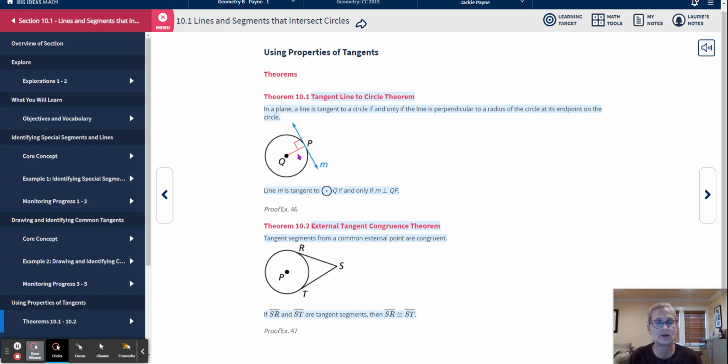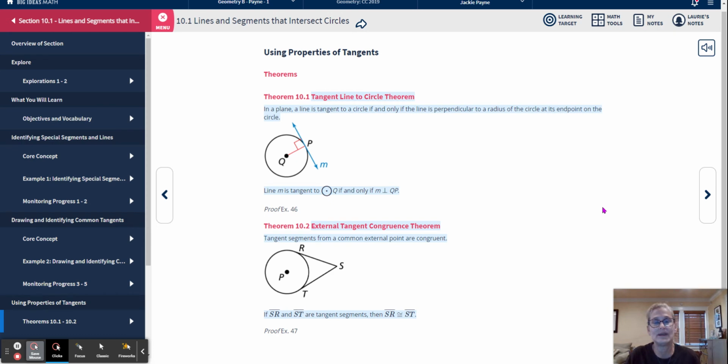So you see the picture here. QP is perpendicular to that line. Line M, the blue line, is tangent to circle Q if and only if M is perpendicular to QP. That's the only way it works. So if you have a radius perpendicular to a line that connects, then you know you also have a tangent.